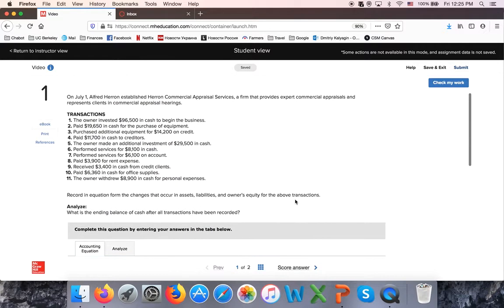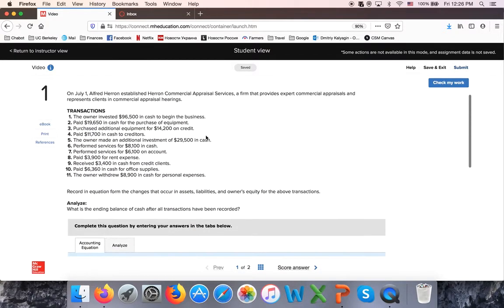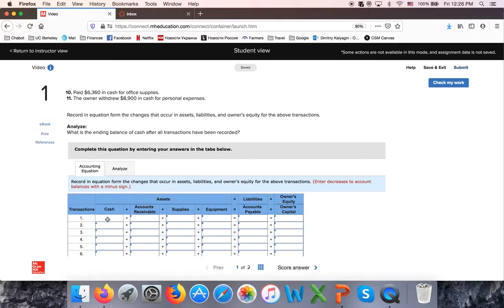Okay, so the owner invested $96,500 in cash to begin the business. Remember in chapter 1, separate entity assumption. We are doing books for our business. For the owner, it's a minus to cash, but for his business, cash goes up. So I take this $96,500 and I add them in cash, and it's his own money, so it increases capital.